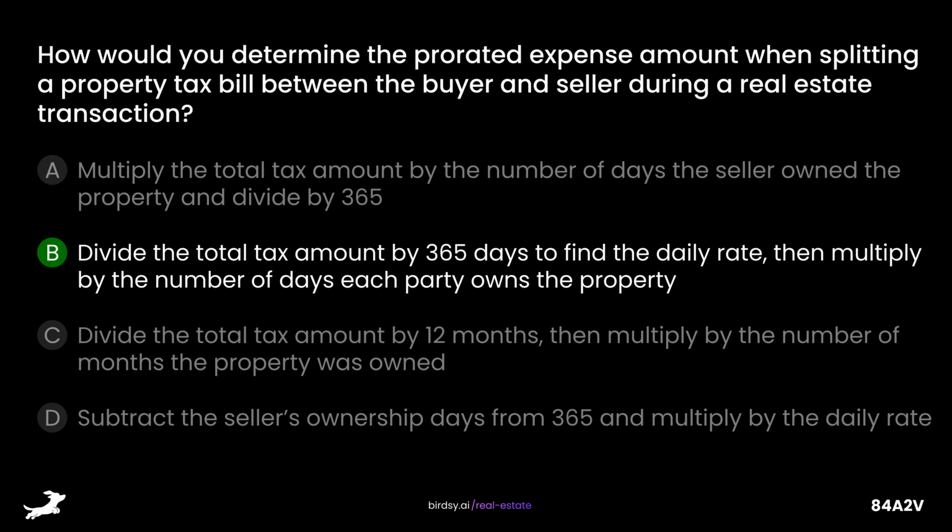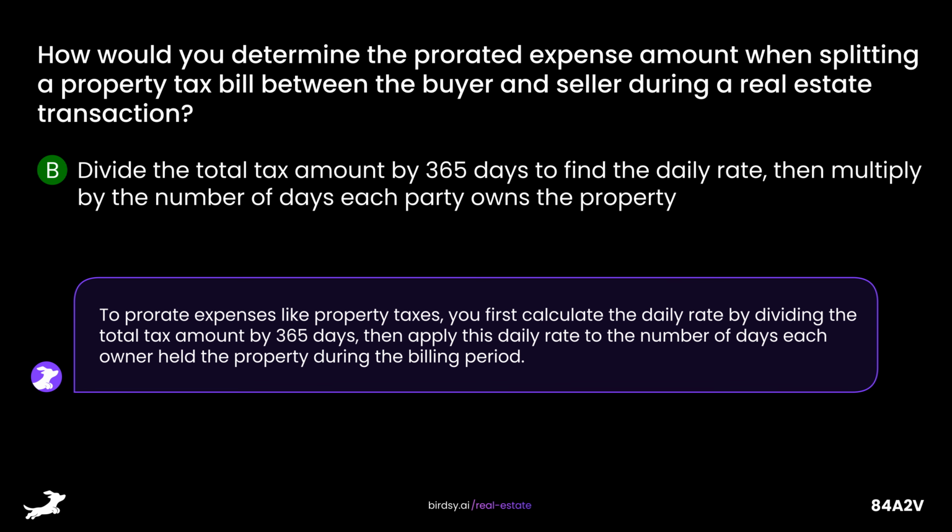The answer is B, divide the total tax amount by 365 days to find the daily rate, then multiply by the number of days each party owns the property. To prorate expenses like property taxes, you first calculate the daily rate by dividing the total tax amount by 365 days, then apply this daily rate to the number of days each owner held the property during the billing period.